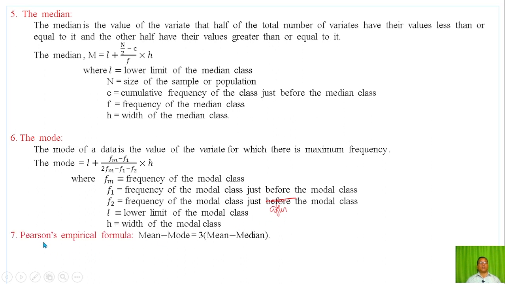Pearson's empirical formula: mean minus mode is equal to 3 times of (mean minus median). From this formula, we can solve for mode when mean and median are given, taking the mode as the unknown term.